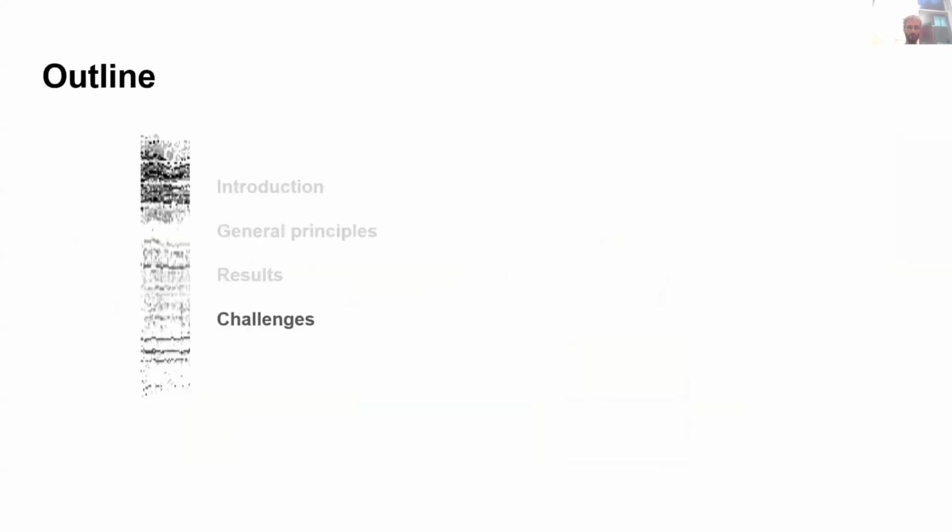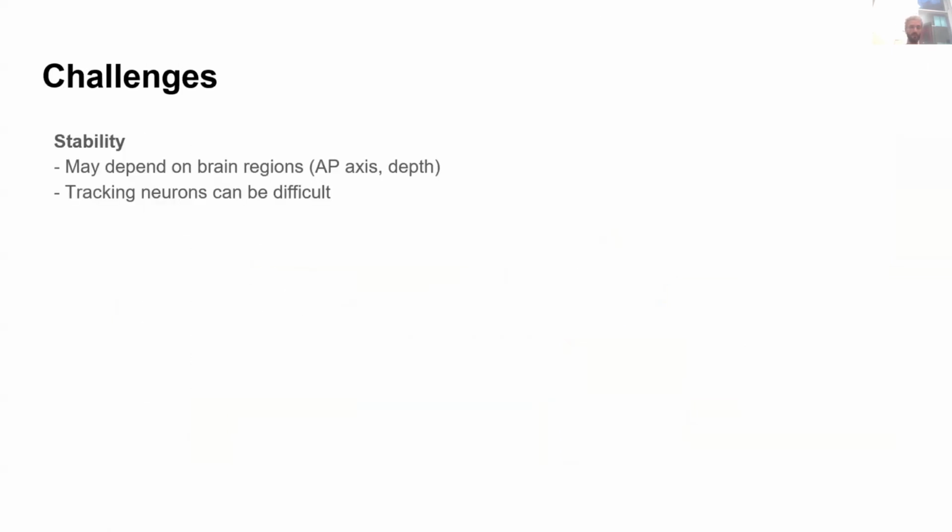All right. Just a few challenges. I see that I don't have much time, but basically, just to wrap up, the main challenge is stability. It may depend a lot on the brain regions. For example, in our case, we find that superior colliculus, which is very much at the back of the brain, is very hard to hold neurons from.